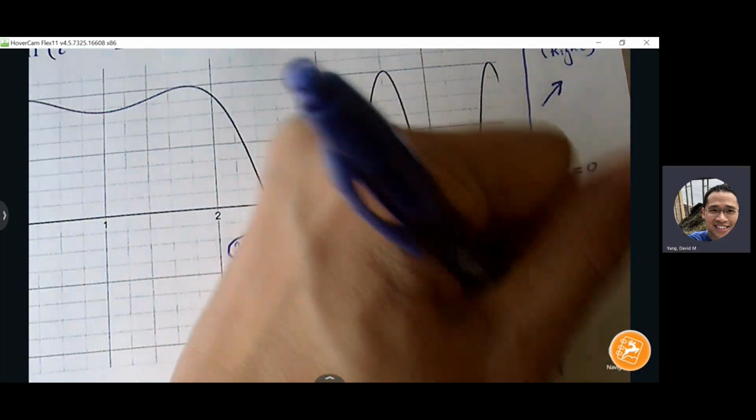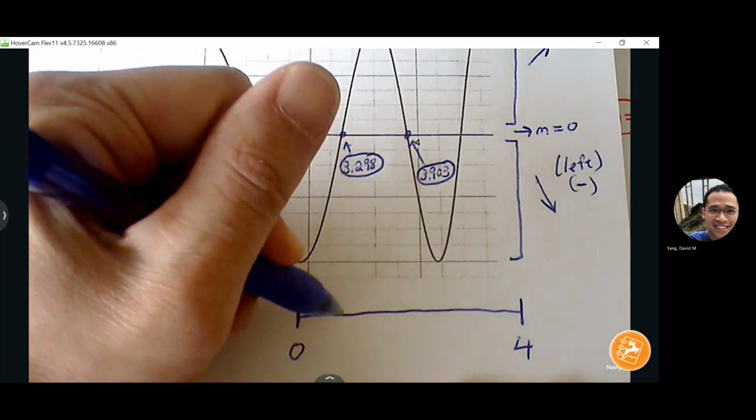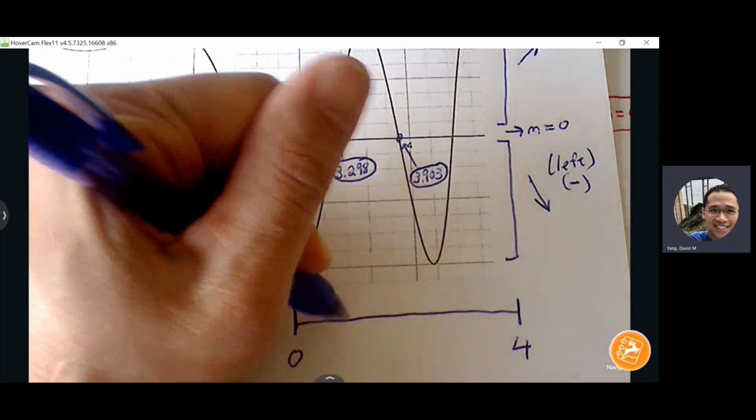So I'm starting at 0, I'm ending at 4. Okay, obviously you don't have this graph in front of you, but you can just go ahead and put this under part A.